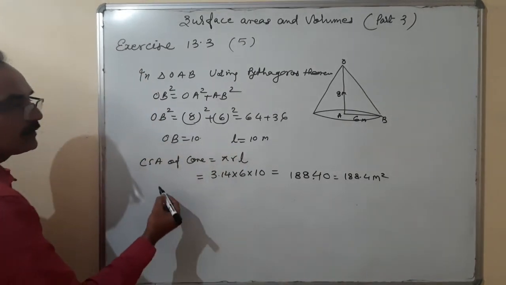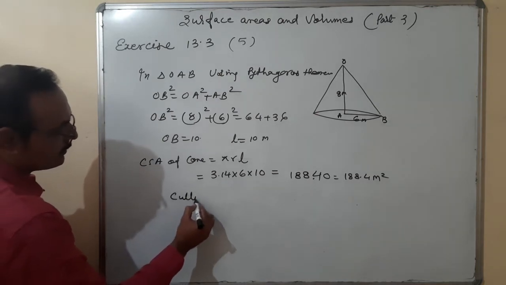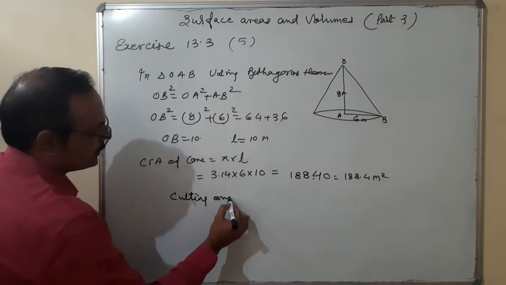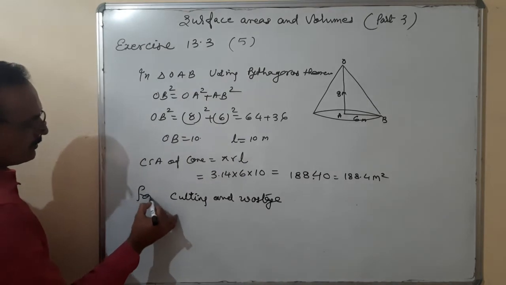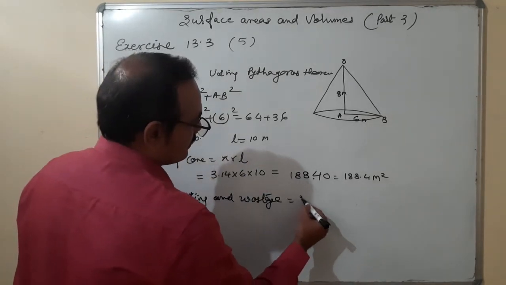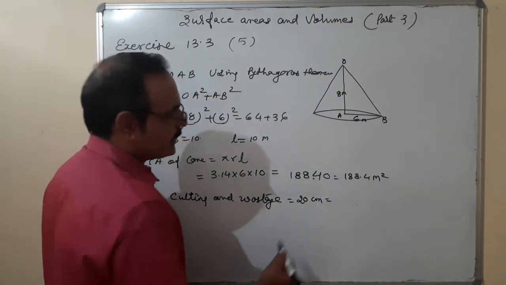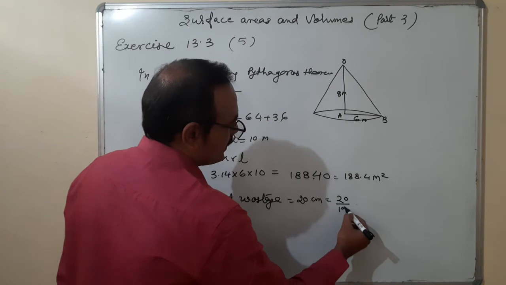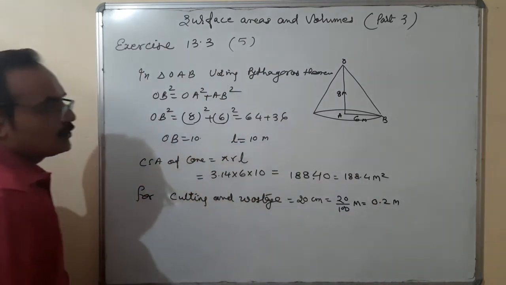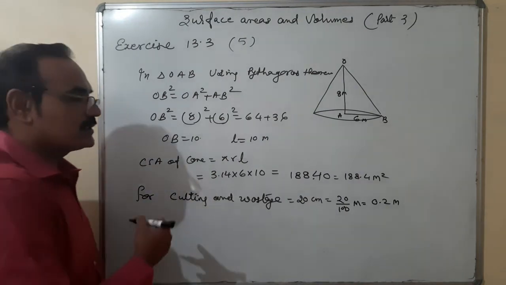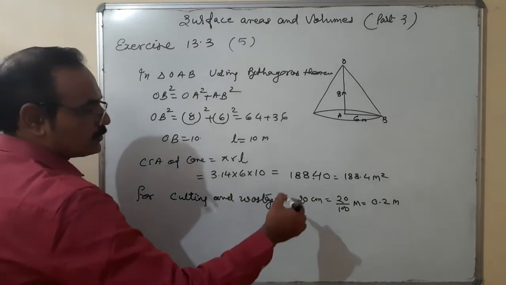For cutting and wastage, 20 centimeter. And 20 centimeter to be converted into meter, it is 20 upon 100 meter, 0.2 meter. This is for cutting and wastage. So that is to be done later on.